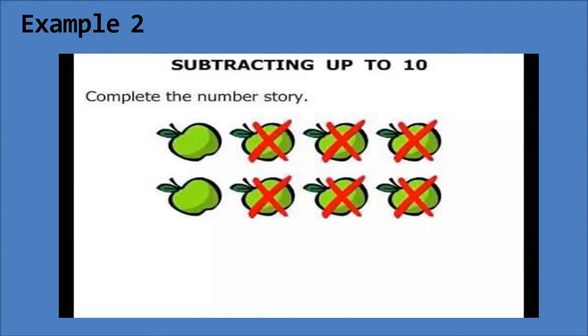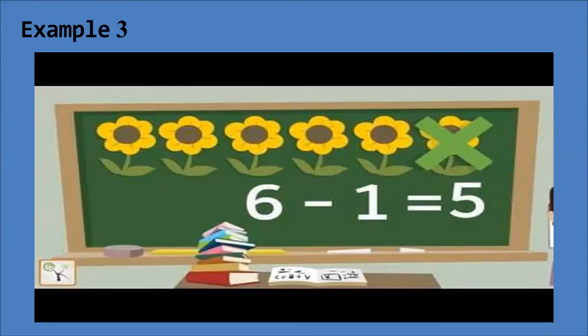Now, let's move on to the next example. Oh wow! Here are some flowers, some yellow flowers. Let's count how many flowers are there. 1, 2, 3, 4, 5, 6. There are 6 flowers. If you remove one flower, then how many flowers are left over? Do you know? Let's count. 1, 2, 3, 4, 5. There are 5 flowers left over. Hope you understand. Let's move on to the next example.